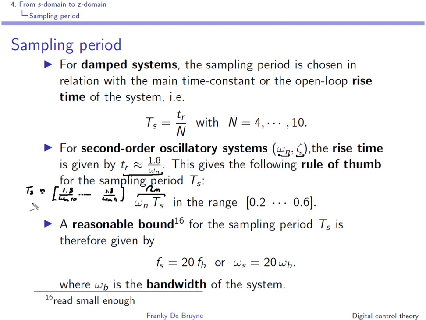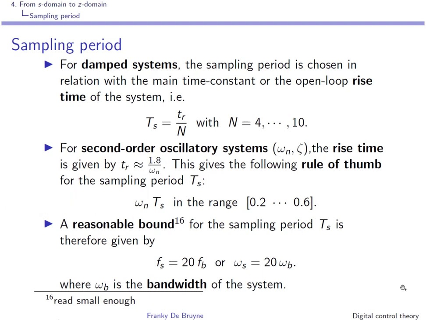Okay, and this is of course equivalent of having omega n Ts in the range, well, 0.18, right, and 0.45. Okay, so this is telling you that this n equal to 4 is a bit too low for this type of systems, but it gives you results that are very similar to what you see over here. So really those two rules are certainly not contradictory, on the contrary, they tell you the same thing.